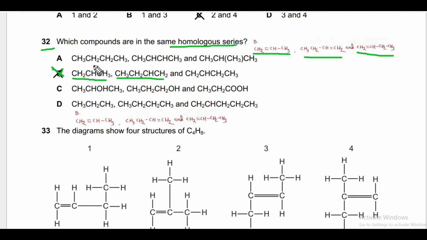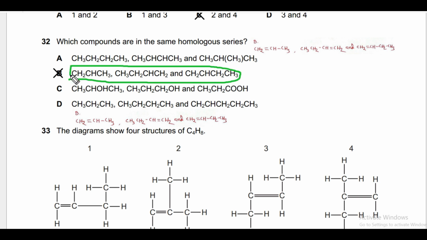And why is A not? In A, the first one is an alkane, the second one is an alkene, so they are not a homologous series. C, alcohol and carboxylic acid, not the same functional group. And D, alkane, and the last one is alkene, so this is not a homologous series. Same homologous series only for all alkane.